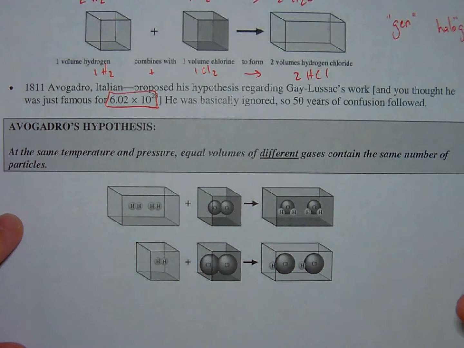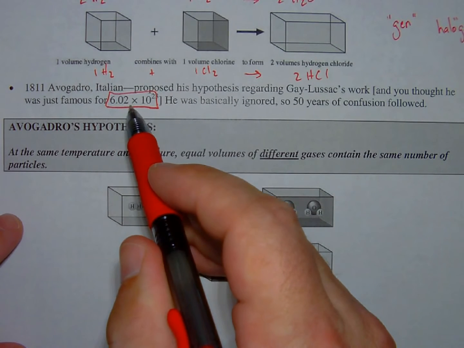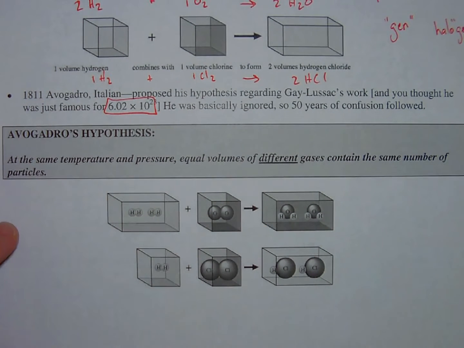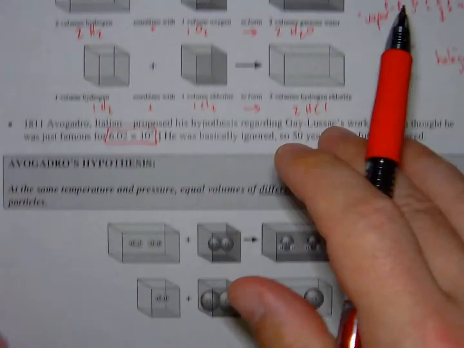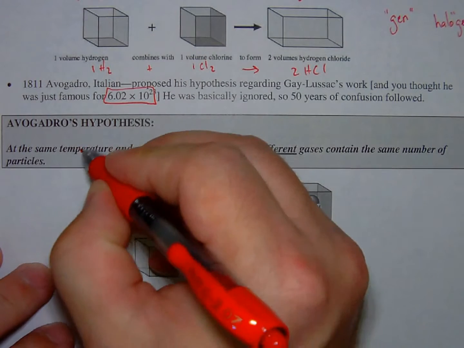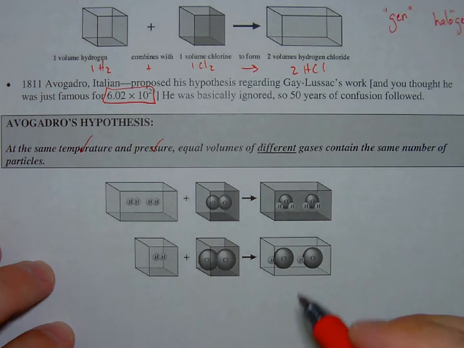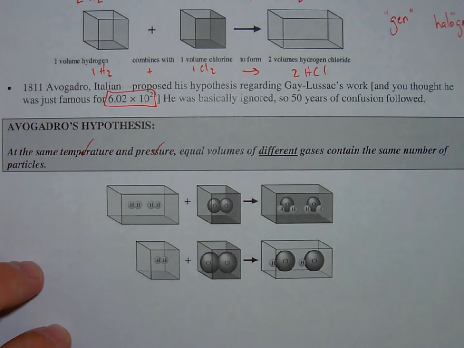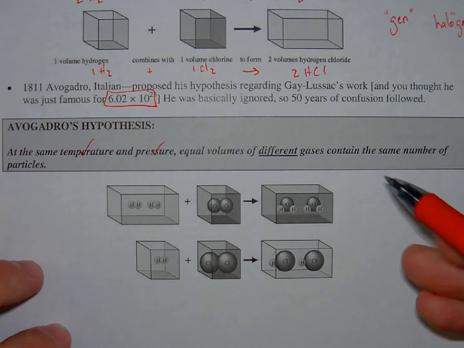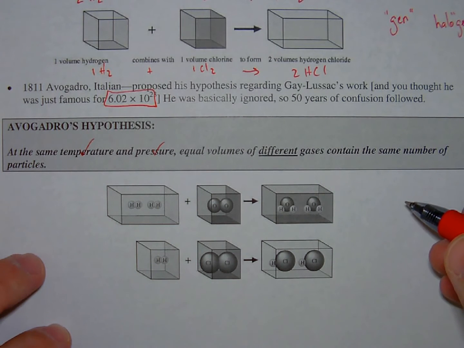And one of the biggest things that we can take away from Avogadro's studies: you thought he was just famous for that number. We're going to use that number, by the way, so please remember that number, 6.022 times 10 to the 23rd. But Avogadro's hypothesis, which is pretty famous, notice it's in a gray box. So was Dalton's atomic theory, the 4 postulates there, so it's a pretty big deal. At the same temperature and pressure, so we're controlling for temperature and pressure, equal volumes, so the same volume of different gases, contain the same number of particles.